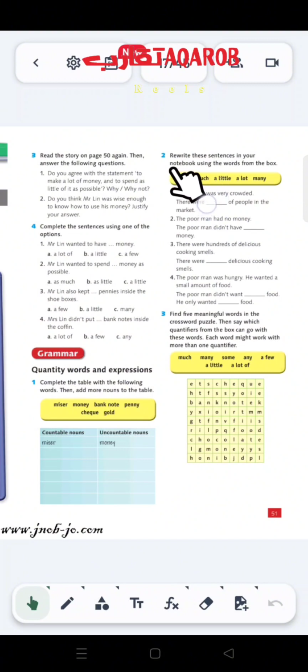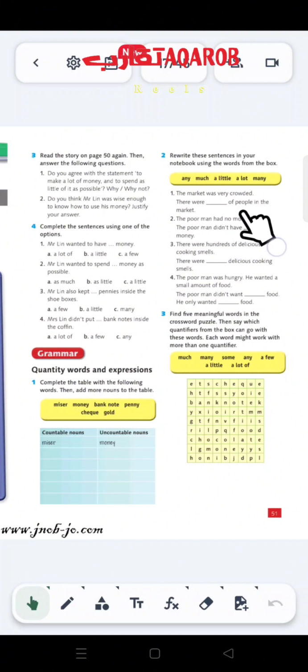Now let's move to exercise 2. Rewrite these sentences in your notebook using the words from the box. So we have the quantity words here: any, much, a little, a lot, many. Number 1. The market was very crowded. There were blank of people in the market. So whenever you see of, you write a lot, because a lot is always used with of. There were a lot of people in the market.